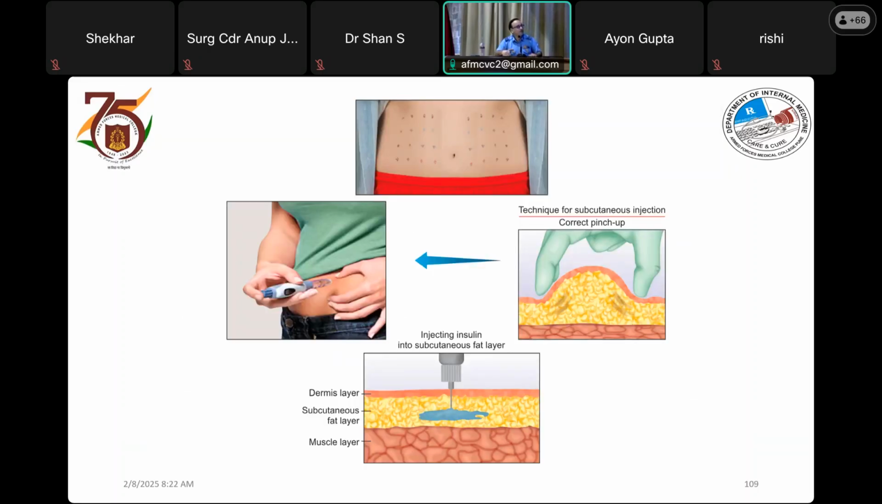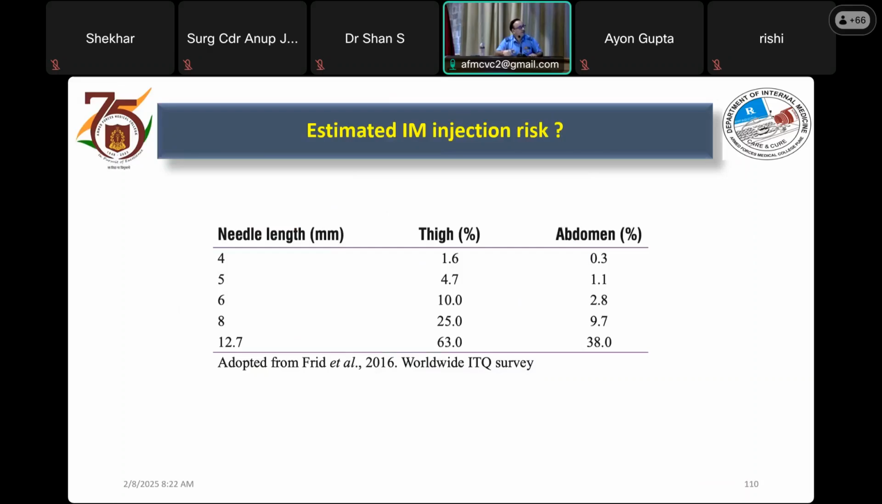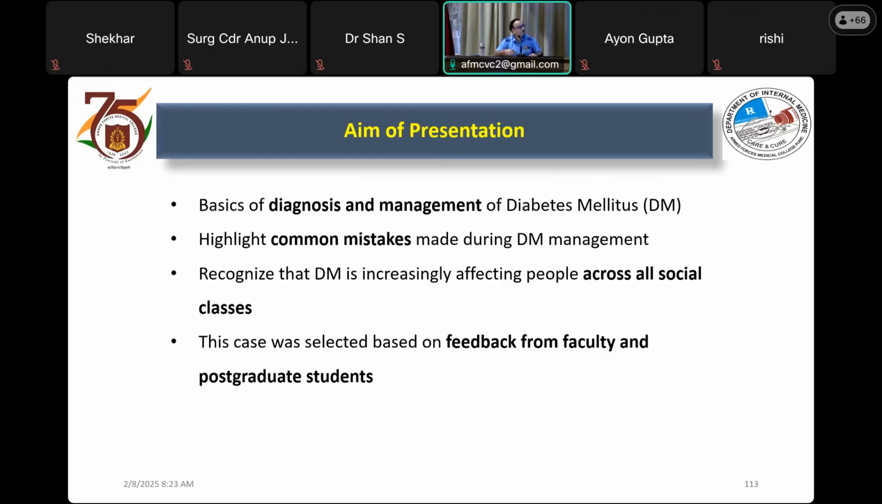So how to take the insulin? Take a pinch, and if you have a 4 to 5 millimeter or 6 millimeter needle, you can simply inject it here at 90 degrees, and you keep on rotating the site so that there is no lipodystrophy. It has been seen that if you give it in the thigh using a 6 millimeter needle, which is commonly used, 10% of the time the injection can go into your muscle, but in the abdomen it will happen only 2.8% of the time. That is why the abdominal area is an ideal site to give the insulin injection.